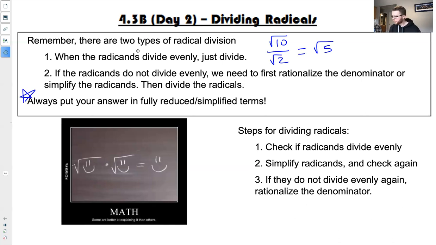Okay. So steps for dividing radicals. One, we'll check if the radicands divide evenly. If it does not, 2 and 3 are kind of interchangeable. You can simplify the radicands first and then check again. And then if they do not divide evenly again, you can rationalize the denominator. You can rationalize the denominator before you simplify the radicands, but this will give you usually a really large number in front of the radicand. So it's usually easier for us to simplify it first and then check if the simplified radicands will divide evenly.